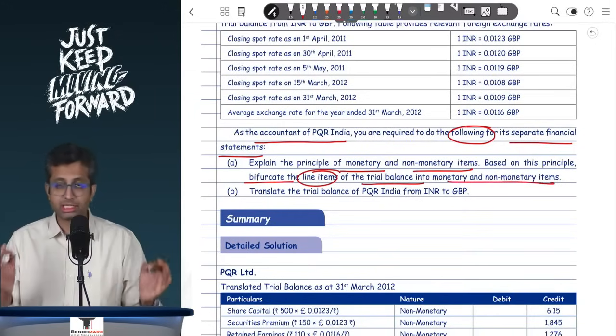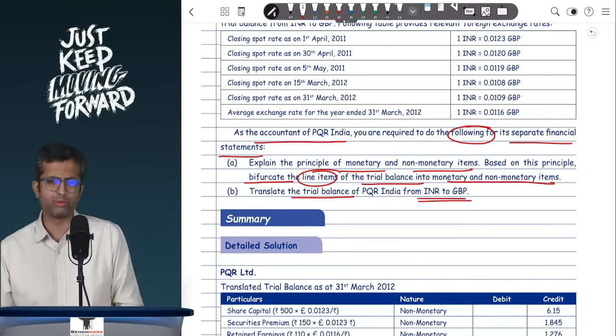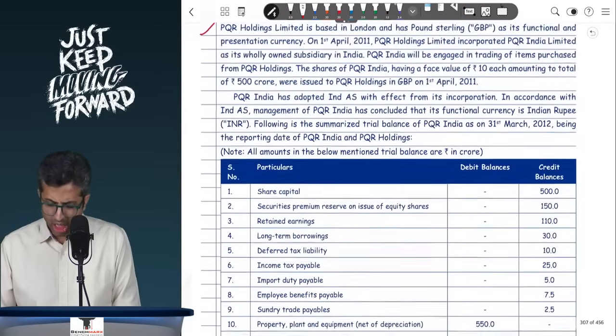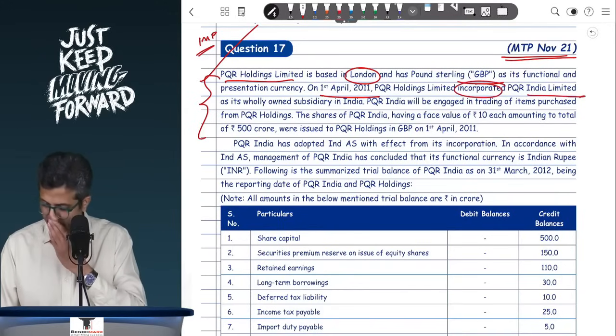So this will test your monetary non-monetary application. Translate the trial balance of PQR from INR to GBP. So you'll have to convert it from INR to GBP. Now over here you have been given general information that PQR is based in London and has pound as its currency. On 1st April, PQR incorporated an Indian company as a wholly owned subsidiary.